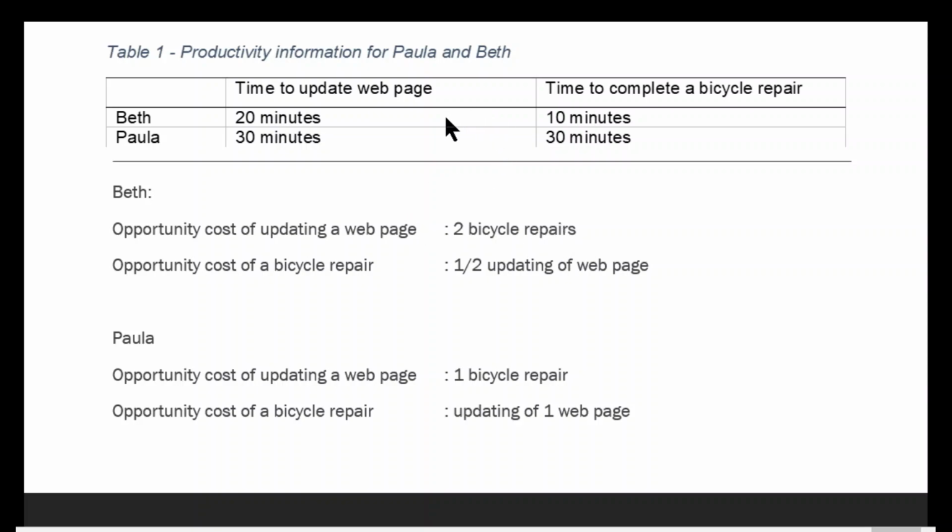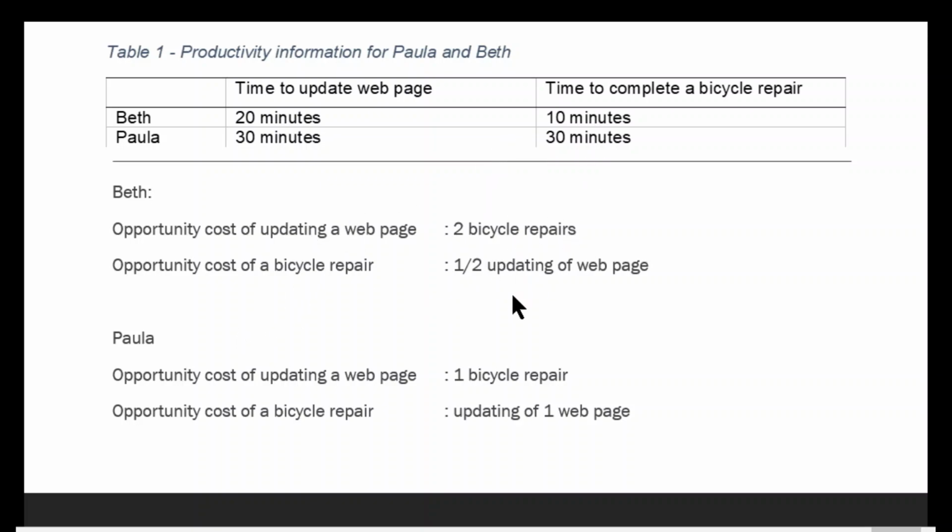You can see here that within 20 minutes, she can update a web page. But also within the same span of 20 minutes, she could have done 2 bicycle repairs. Why 2 bicycle repairs? Because it takes only 10 minutes for 1 bicycle repair. Meanwhile, if she chooses to repair a bicycle, 1 bicycle repair, it will cost her half of updating a web page. So half an update of a web page.